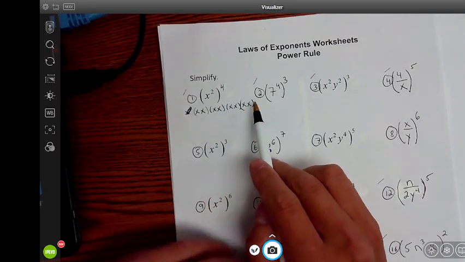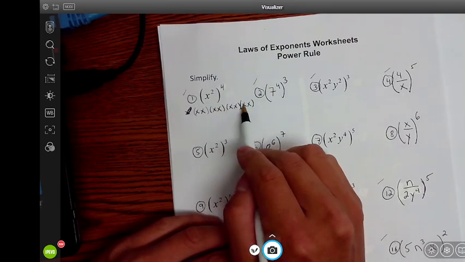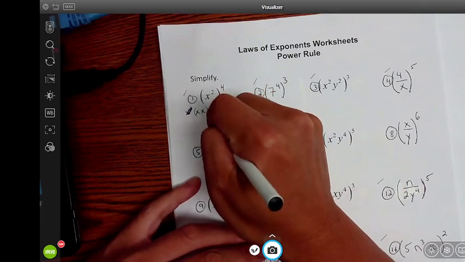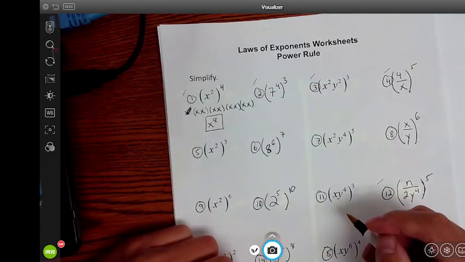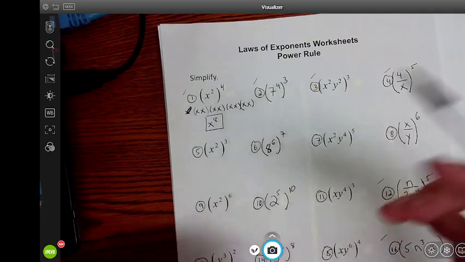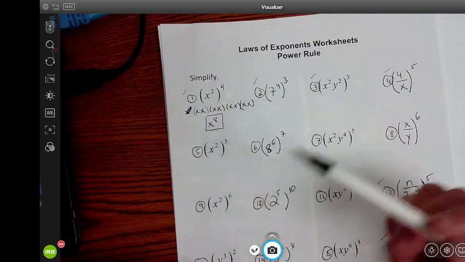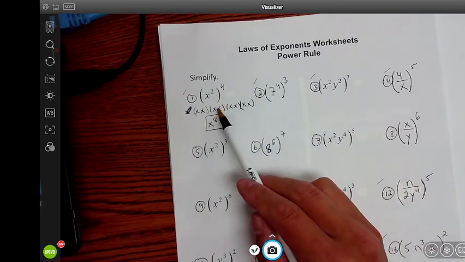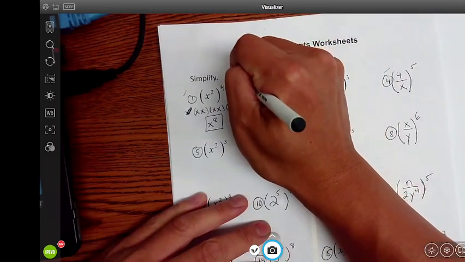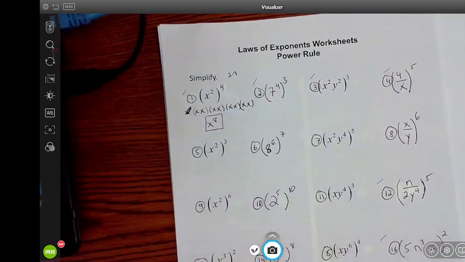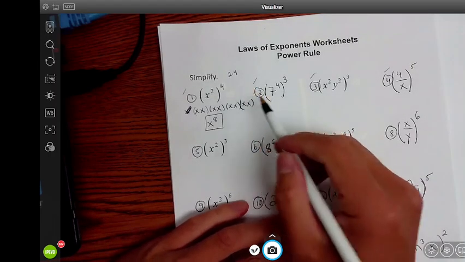Let's see how many x's we have. 1, 2, 3, 4, 5, 6, 7, 8. So this is x to the 8th power. How do we get that? What operation would we have had to use with the 2 and 4 to get 8? Well, we had to multiply, right? That's 2 x's 4 times, so that's basically 2 times 4. So the power rule is you multiply the two powers together.